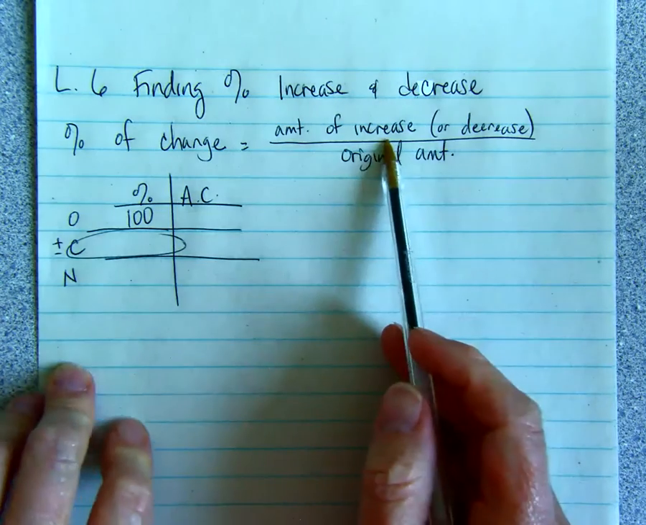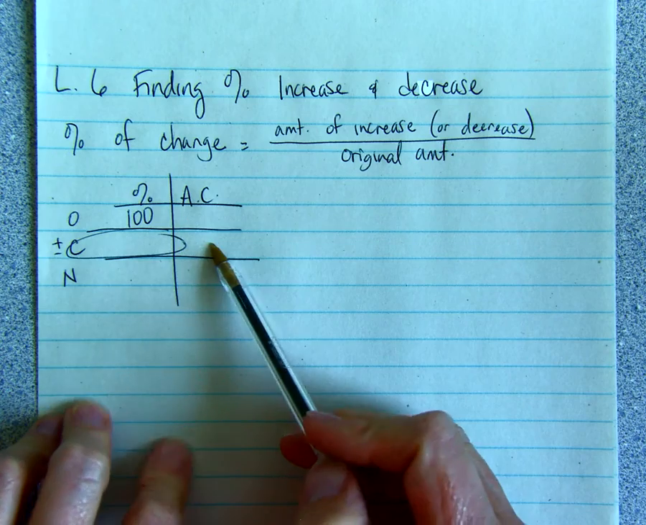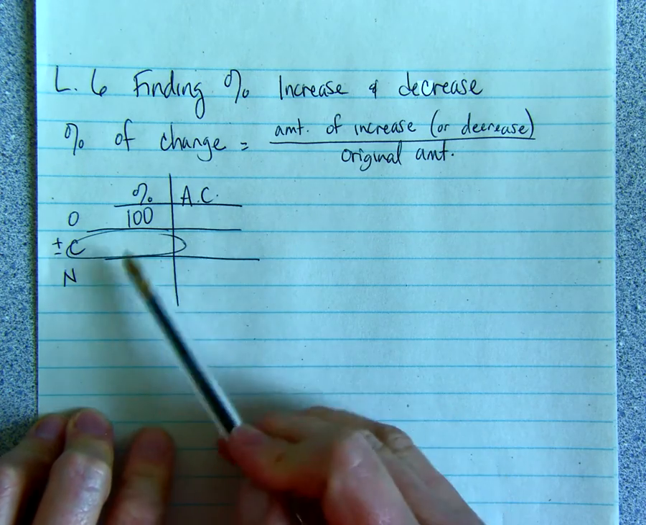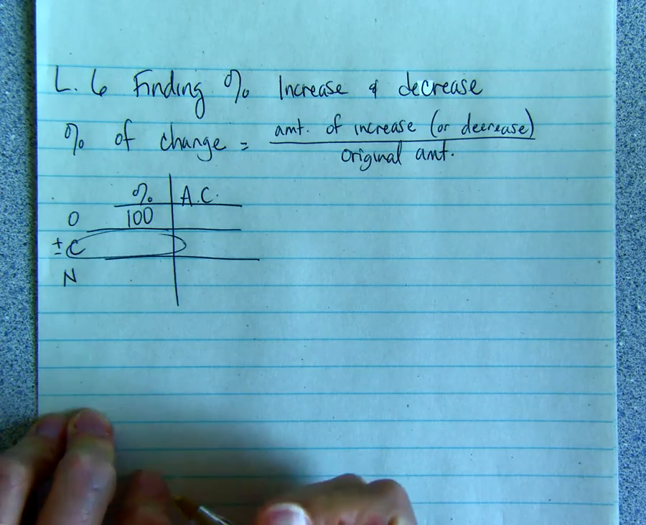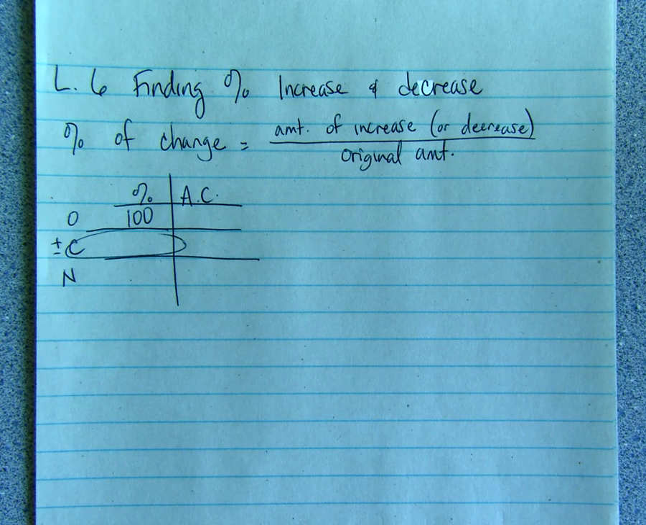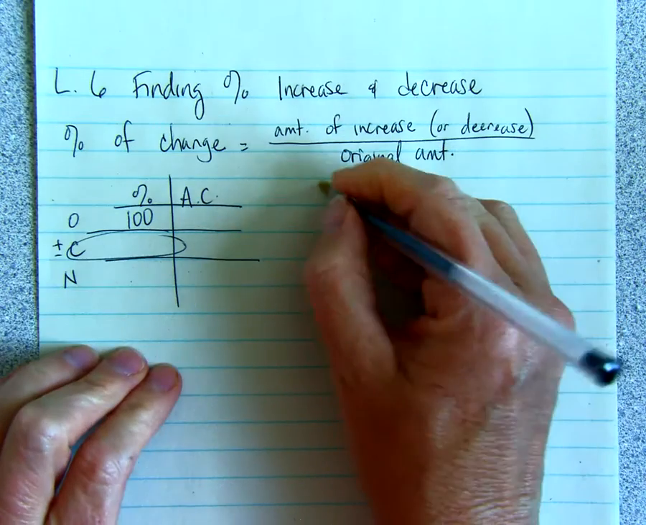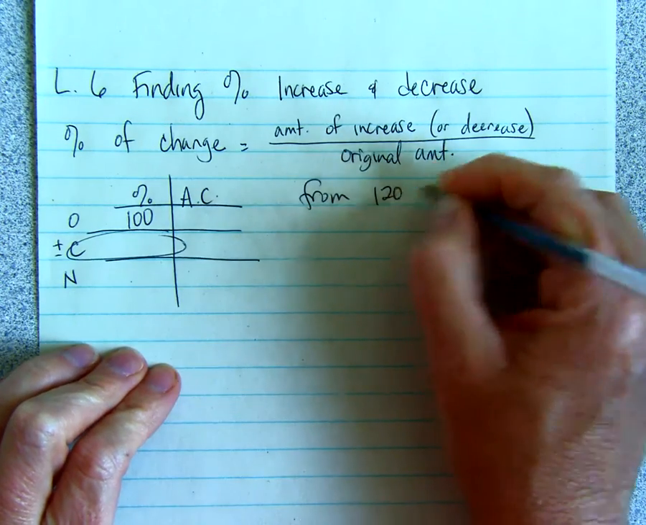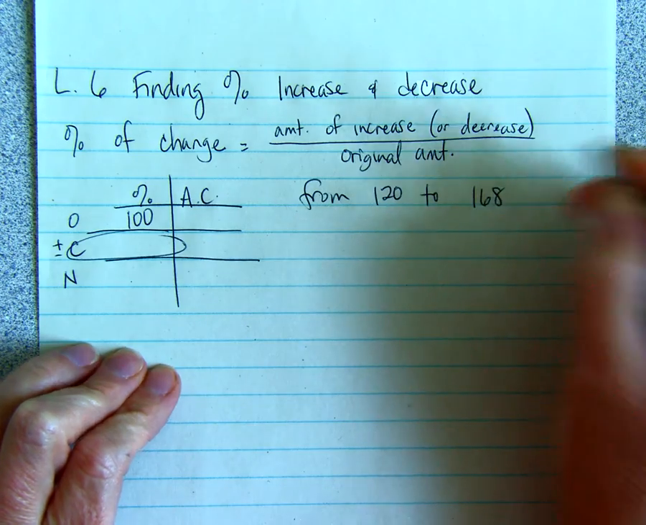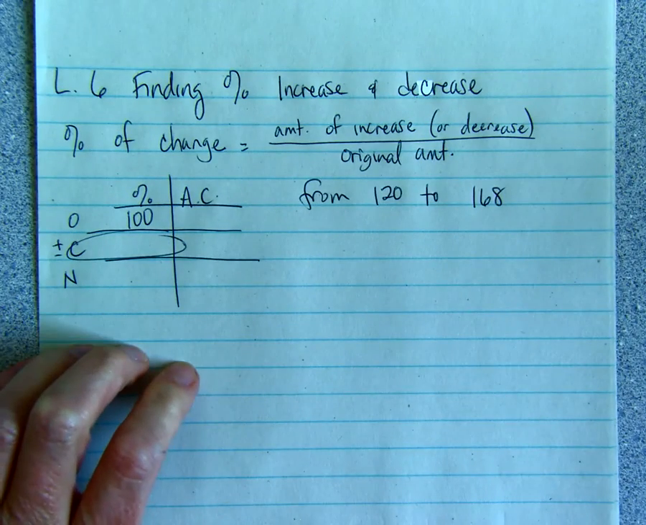So if we take the amount of increase or decrease, so whatever's in here, and divide it by the original amount, we'll get this. So let's say, for instance, we're going from 120 to 168, and we want to know the percent of change.